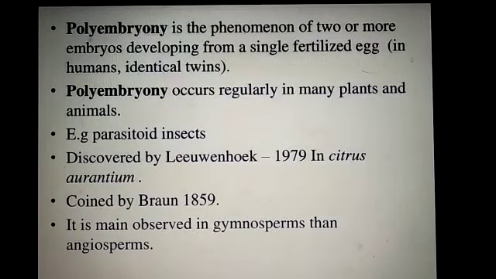So students, I hope you understand that polyembryony is a phenomenon of two or more embryos developing from a single fertile egg, because sometimes nucellus cells, which are already diploid, enter into the embryo sac and behave like an embryo and develop into embryos. So many embryos are formed. This is called polyembryony.